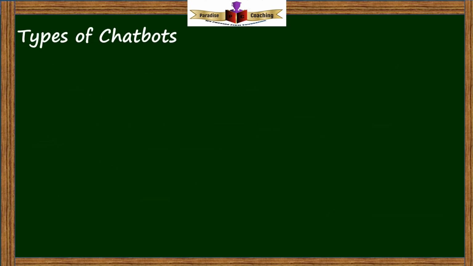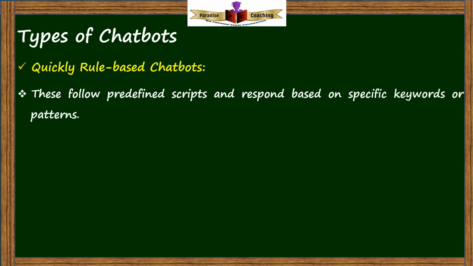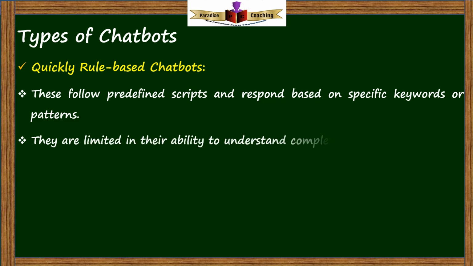Let's now focus on types of chatbots. Quickly, rule-based chatbots. These follow predefined scripts and respond based on specific keywords or patterns. They are limited in their ability to understand complex queries.